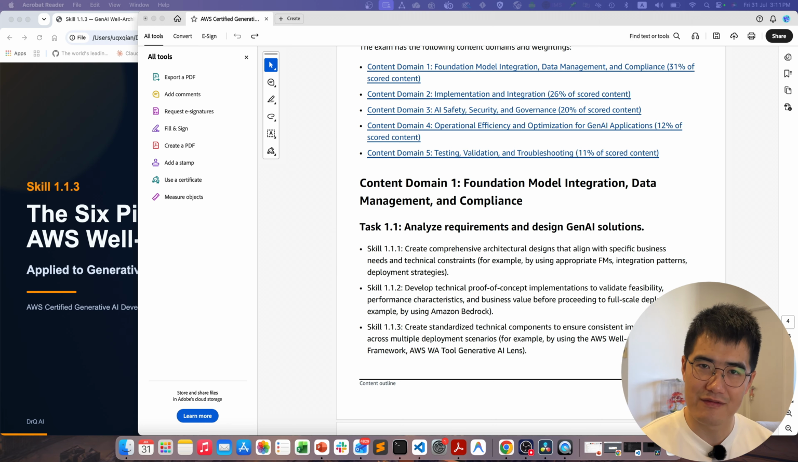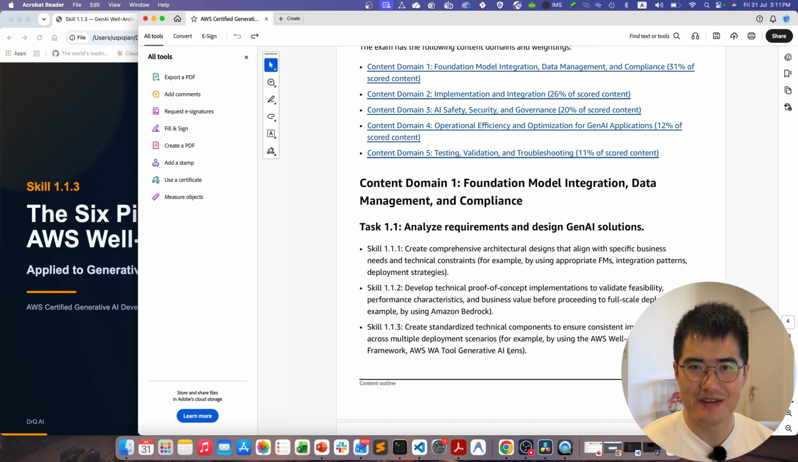Today we're going to have a look at skill 1.13: create standard technical components to ensure consistent implementation across multiple deployment scenarios, for example, using the AWS architecture framework. Overall, it is such a big skill, it almost covers everything in the exam.